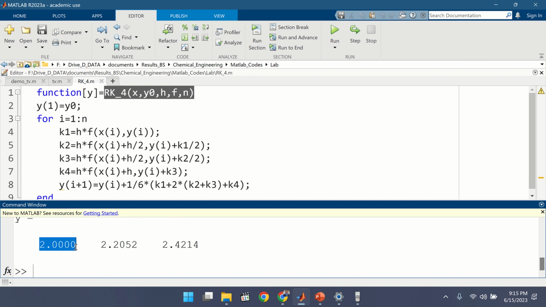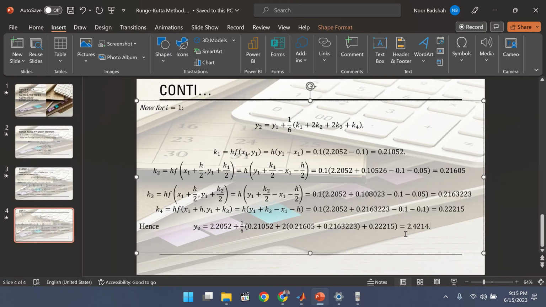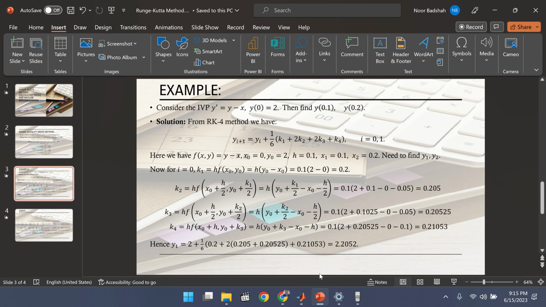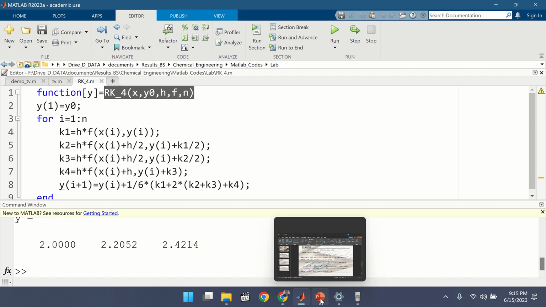That's the initial value. This is my first value, as I've done a bit earlier, and this is our second value, 2.4214. If you remember from here, it's 2.4214, whereas the previous value was 2.2052, which is exactly the same as what we had here. You see, 2.2052 and 2.4214.